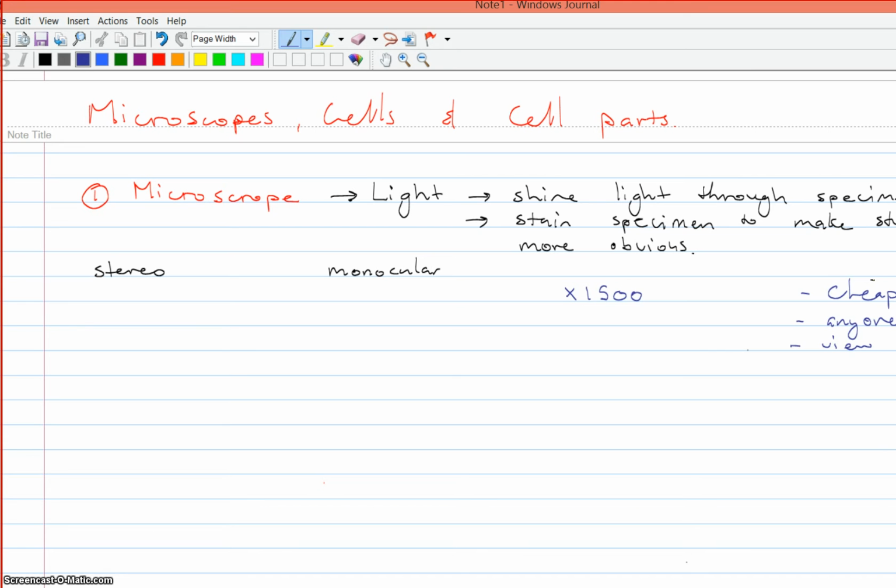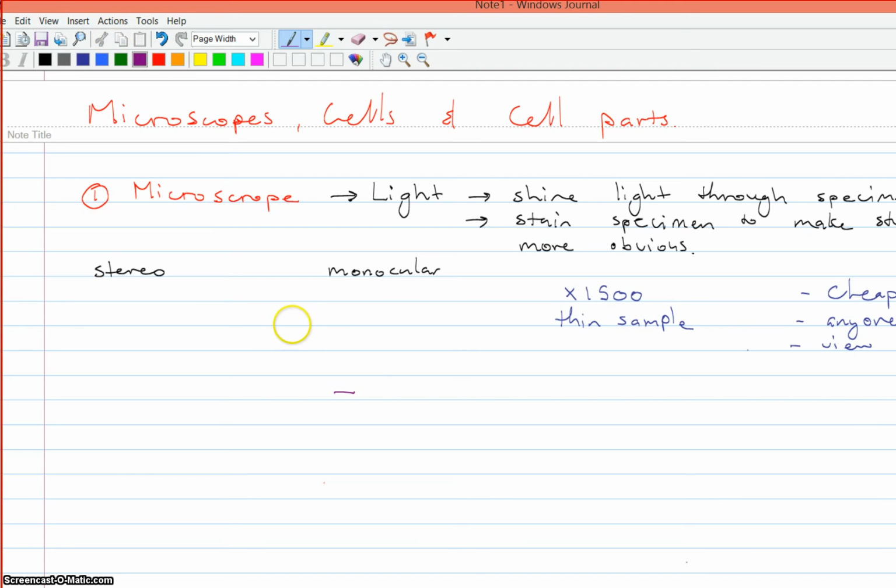All right. So a light microscope, they're cheap. Anyone can use it. You can view live stuff. But you're limited on your magnification, and you need to have a thin sample. If it's not thin, you can't see through it.